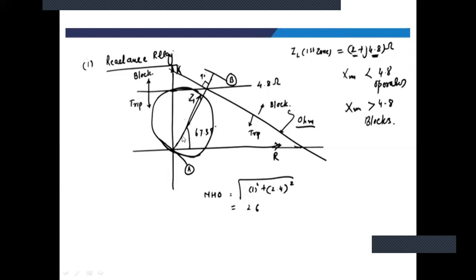So the Mho relay radius is given by the square root of half of this value. Half of 2 is 1, and half of 4.8 is 2.4. So it is the square root of the square of half of this value plus the square of this. So you will get 2.6. Okay, that would be the circle of this relay.